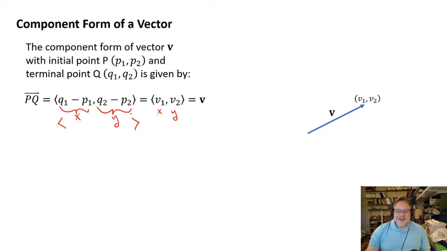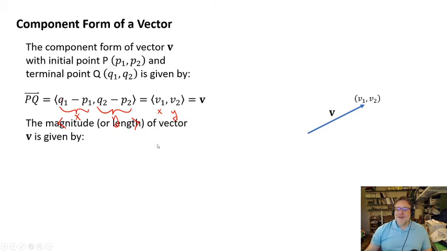When the vector is not in standard position, when it starts at point P1, P2 and ends at point Q1, Q2, then we have to find the differences between those coordinates in order to find the components of the vector. So Q1 minus P1 is going to be our x component of the vector, and Q2 minus P2 is going to be the y component of our vector.